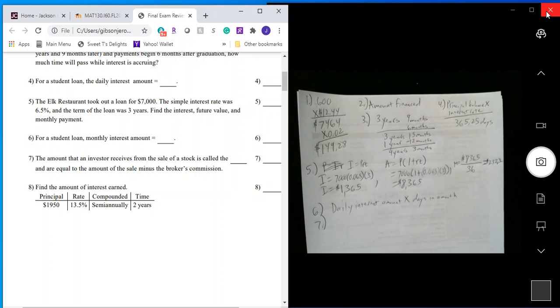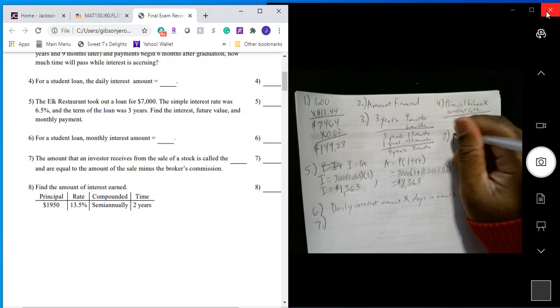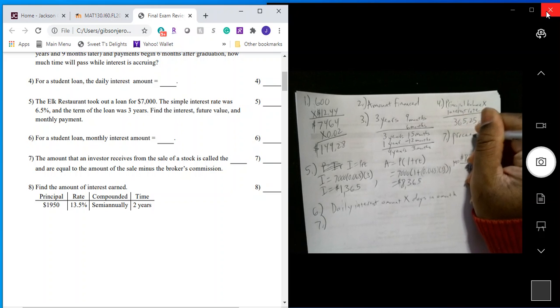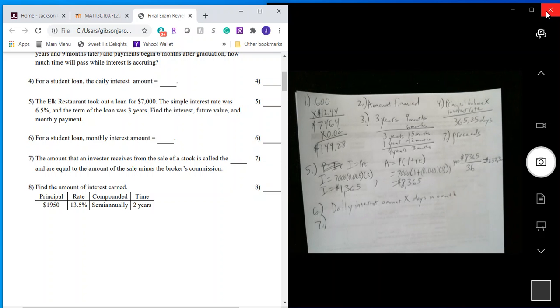Now number 7. It says the amount that an investor receives from the sale of a stock is called the blank and are equal to the amount of the sale minus the broker's commission. Now, I'm going to write number 7 here because of spacing. It'll be proceeds. That is the answer to number 7, proceeds. So this right here would be our number 8. It says find the amount of interest earned.